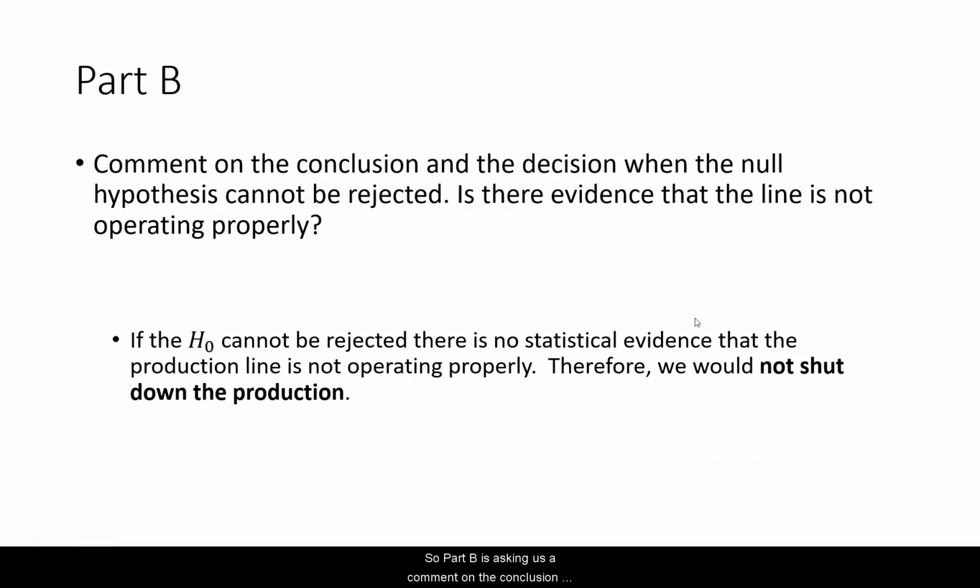Part B is asking us to comment on the conclusion and the decision when the null hypothesis cannot be rejected. Is there any evidence that our production line is not operating properly? If the null hypothesis cannot be rejected after our statistical analysis, then there is no statistical evidence that the production line is not operating properly. Therefore, we would not shut down the production. Not being able to reject the null hypothesis in this situation tells us that our bags of chips contain around 60.2 ounces of chips, where there is no statistically significant deviation from that average.